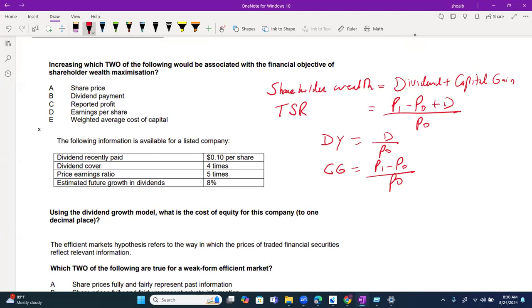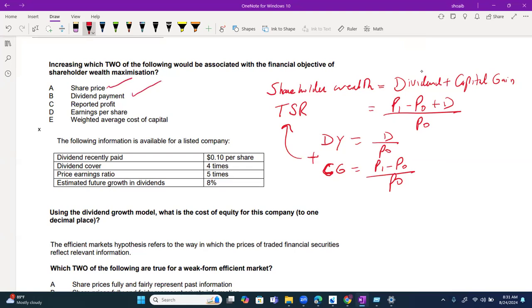So you should remember that capital gain formula is closing market value minus opening market value divided by opening market value. Dividend yield is dividend divided by opening market value. And the combination of these two is total shareholder return. Closing minus opening plus dividend divided by opening market value. So whenever someone asks you, what is shareholder wealth? Dividend plus capital gain.